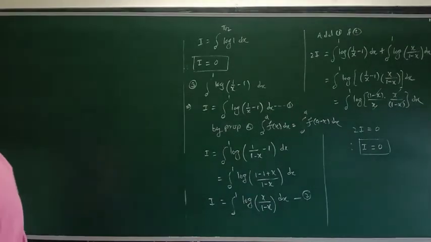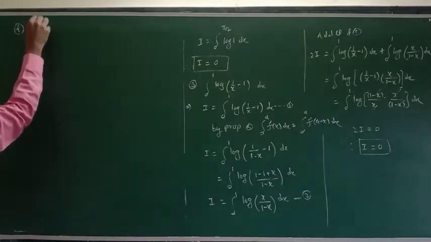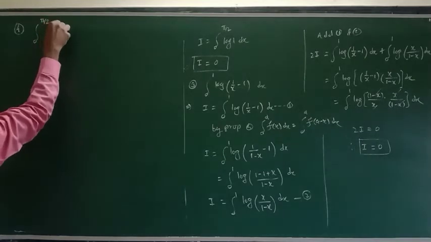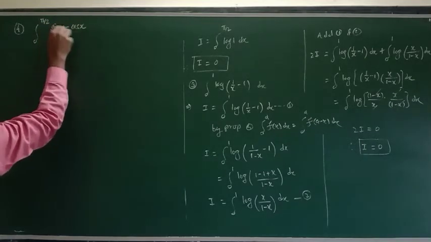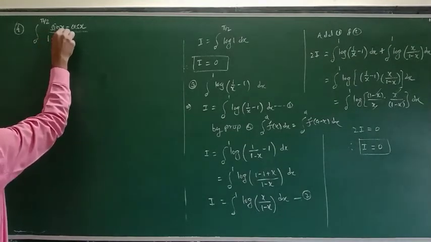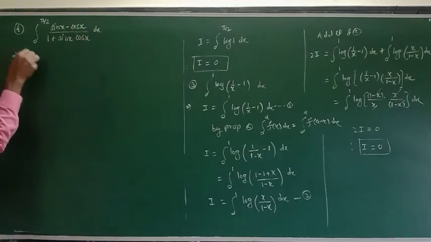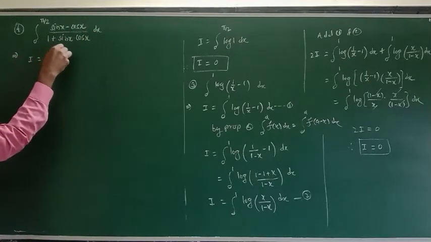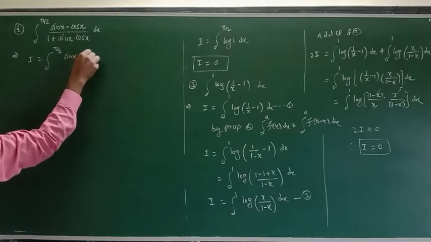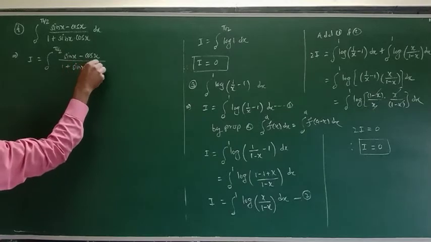What is it? Question number 3. Sorry, question number 4. Integral from 0 to pi by 2 of (sin x minus cos x) upon (1 plus sin x cos x) dx. Okay. Now see, 0 to pi by 2, sin x minus cos x upon 1 plus sin x into cos x dx.